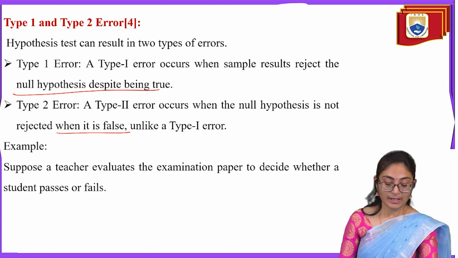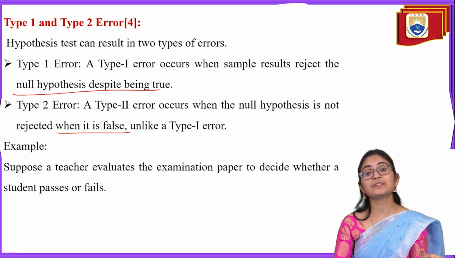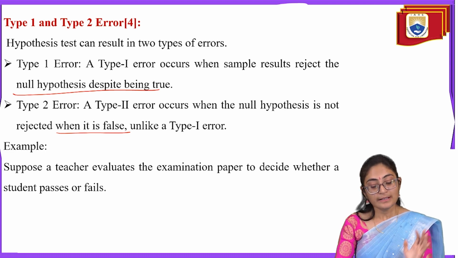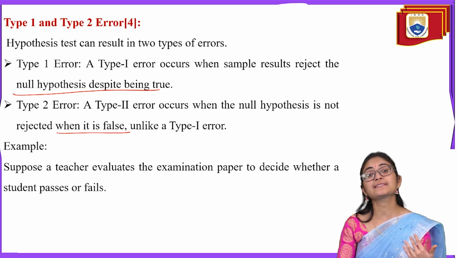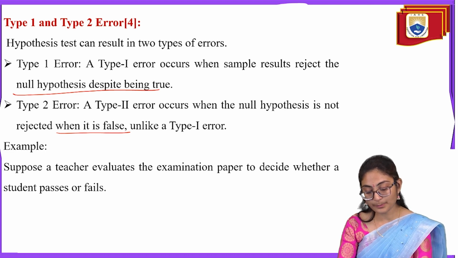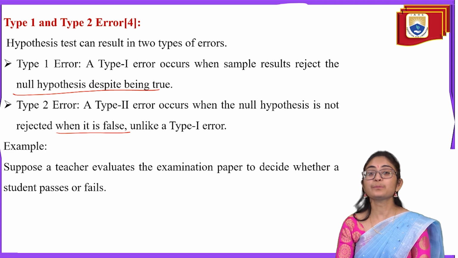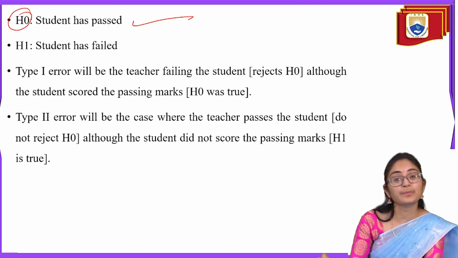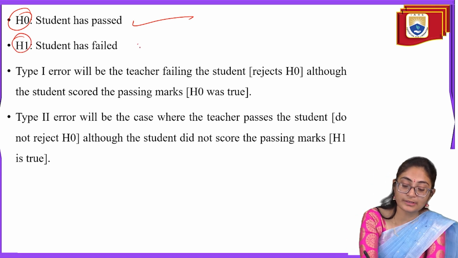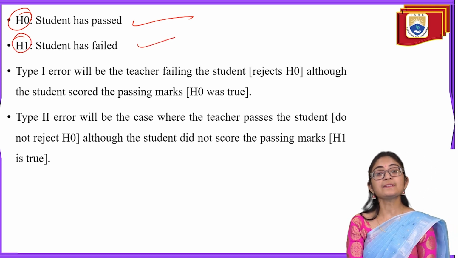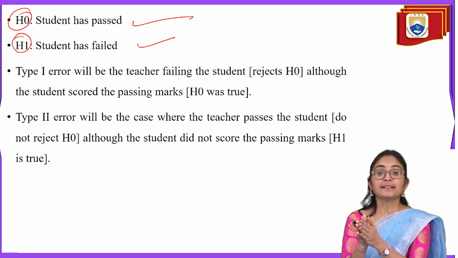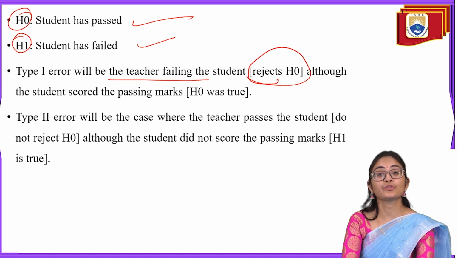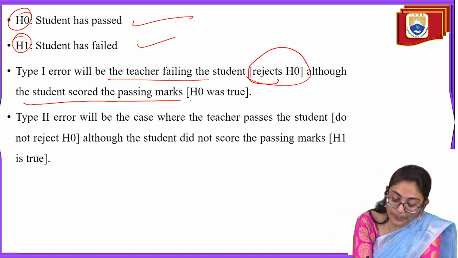For example, suppose a teacher evaluates an examination paper to decide whether a student passes or fails. The teacher is evaluating the examination paper by deciding whether the student passed or failed. Now H0 is showing that the student has passed, and H1 is showing that the student has failed. That means a type 1 error will be the teacher failing the student, that means rejecting H0, although the student scored the passing marks.